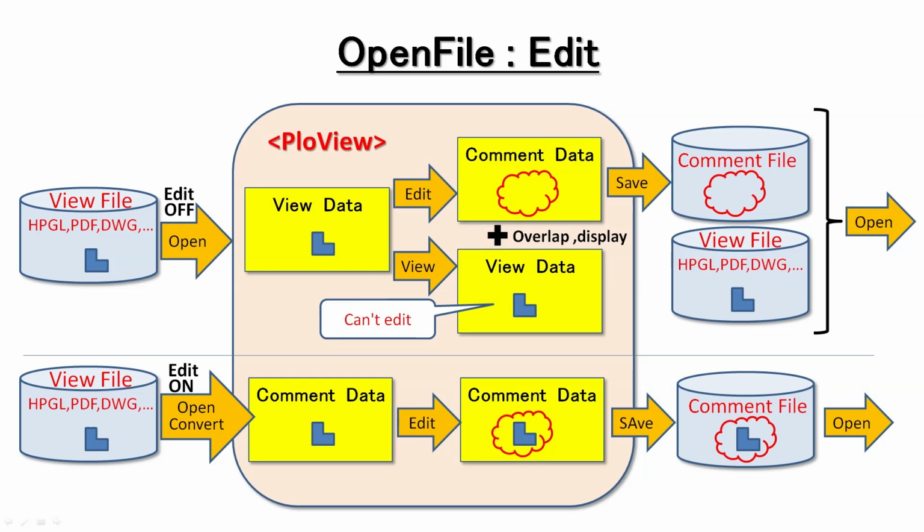Next, we will explain how PloView works. In the File Open dialog, there is a check mark for editing on OFF. If you open a view file with editing off, the view data can only be displayed and cannot be edited, but you can add comment data above the view data. If you save in this state, the view file will be the same as before it was opened, and a new comment file will be created.